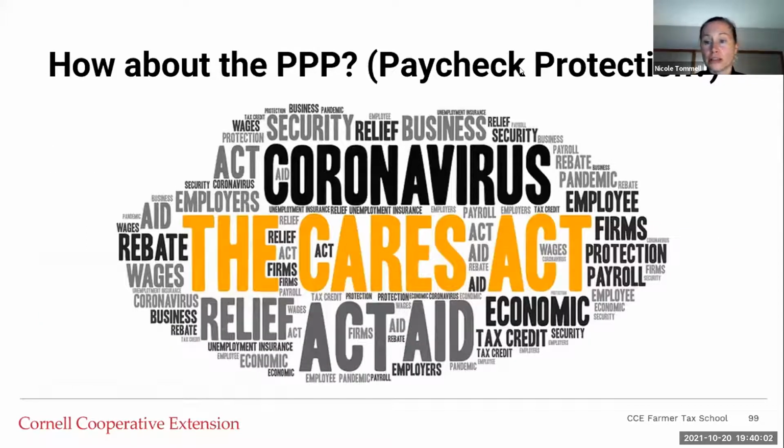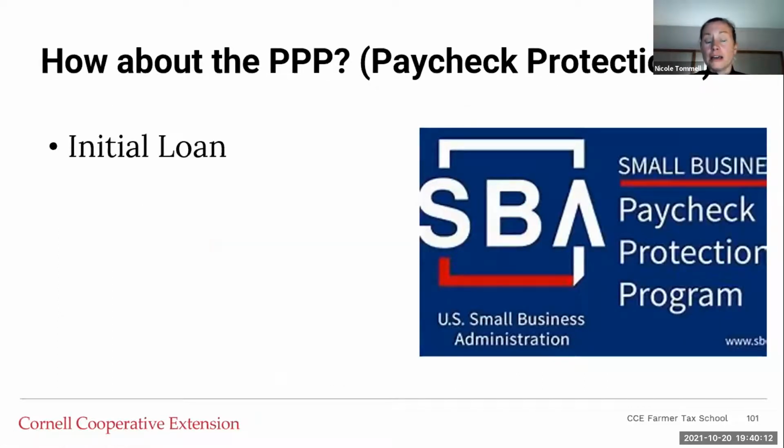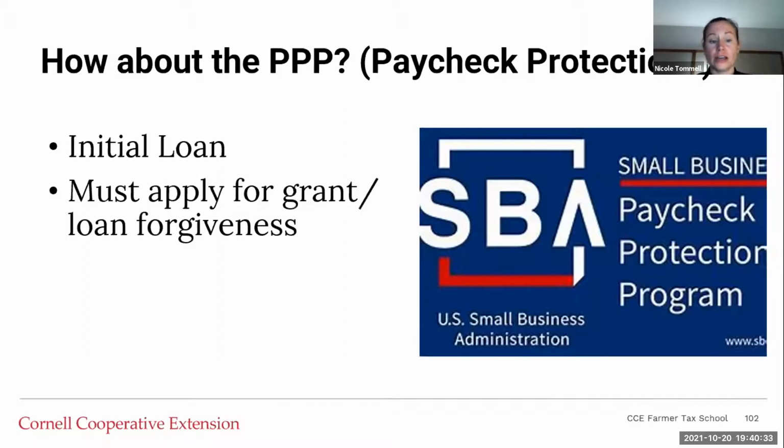So the other one that a lot of folks were able to capture was the Paycheck Protection Program. And this one is a little bit unique because initially it's a loan. So we have to go to the bank or Farm Credit, or some people did it through some third-party companies, but it is initially a loan. So folks were taking out loans for this paycheck protection with hopes of receiving full loan forgiveness through a grant program through the SBA.